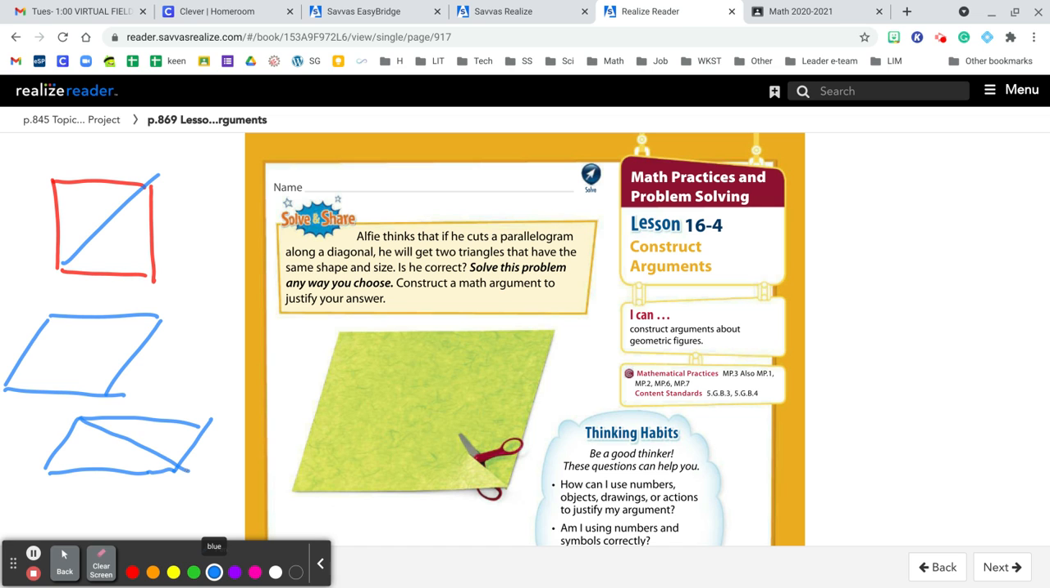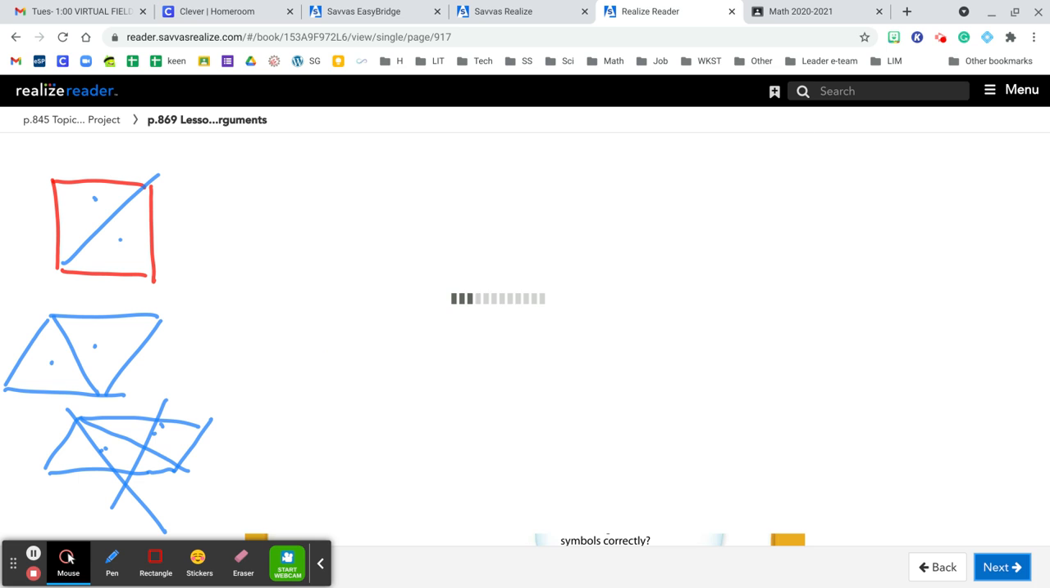See, now you can see that these two sides would not be equal. On this one, they would be, but not on that one. So you want to be able to say, if I cut a square, I can get two triangles with the same size. If I cut a different kind of parallelogram, I have to have the sides all be the same length to get the same shape. So that's constructing an argument, and we'll move on. I'll show you what I mean on the next page.